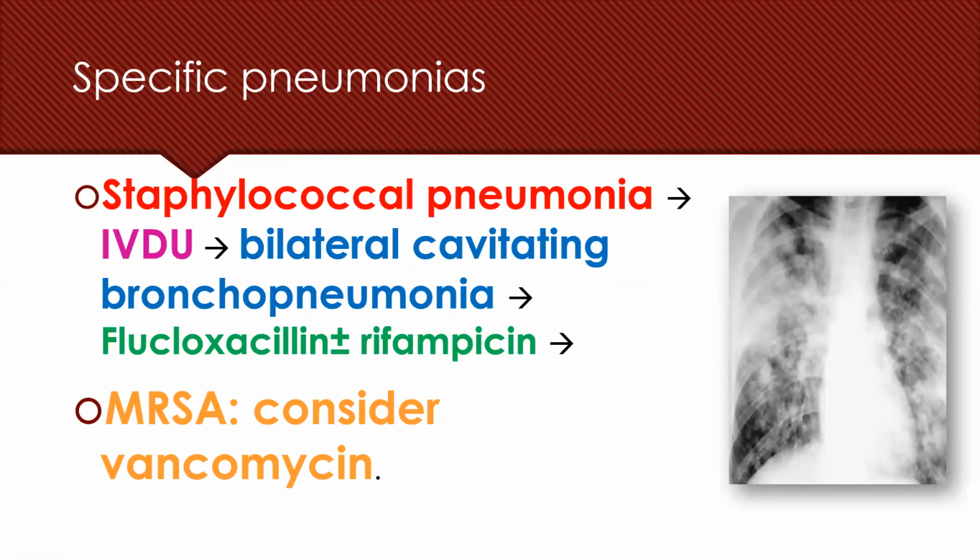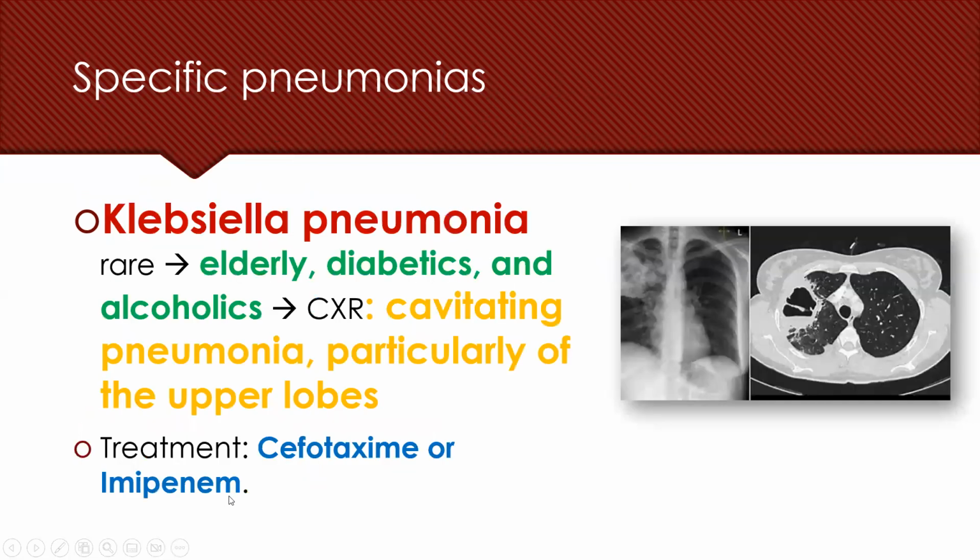Staphylococcal pneumonia is another specific type of pneumonia, and it's mostly associated with intravenous drug abusers, leading to bilateral cavitating bronchopneumonia. As you can see here, the pneumonia affects both lung fields, so it's bilateral, and there are cavities or cavitating lesions, and it's called bilateral cavitating bronchopneumonia. The treatment of choice here is flucloxacillin plus or minus rifampicin. In some patients with methicillin-resistant Staphylococcus infection, we should consider vancomycin. This is a very important question in the exam.